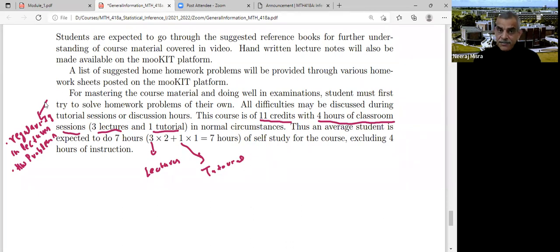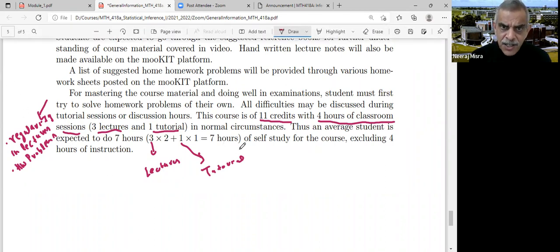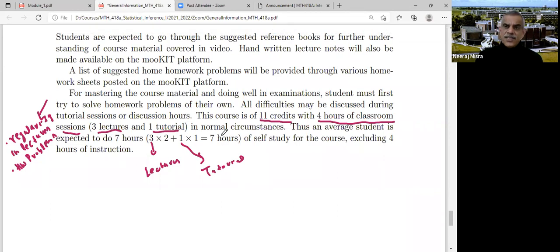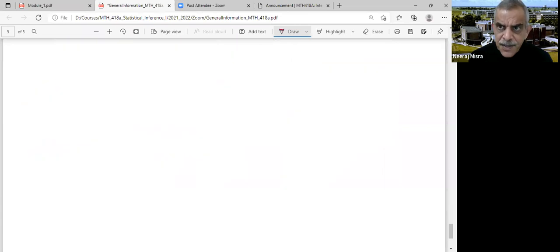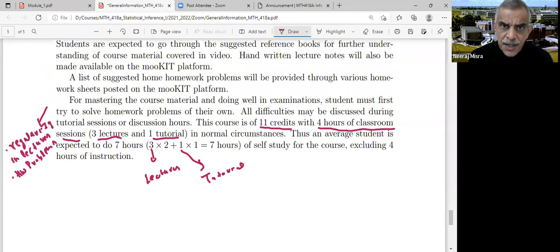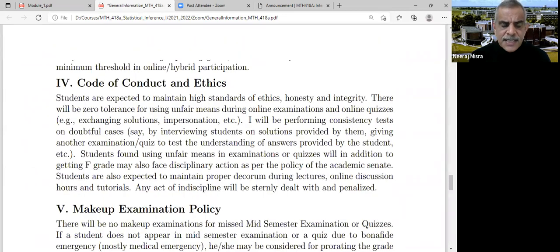for an average student. Brighter students might need lesser hours. Weaker students may need slightly more hours. So this is a mantra. Remember this, if you're an average student and devoting less than 7 hours for the course, that would reflect that you're not doing justice with the course. So this was a brief description about the course policy, course details.